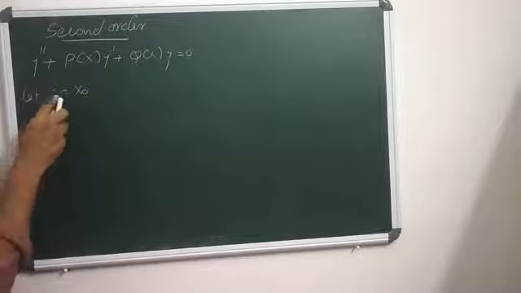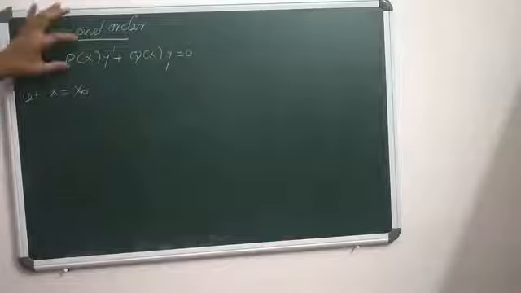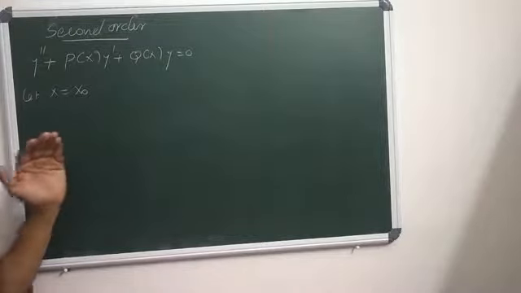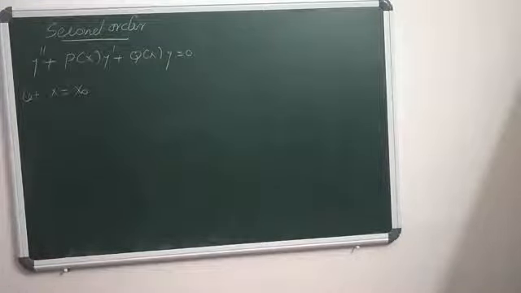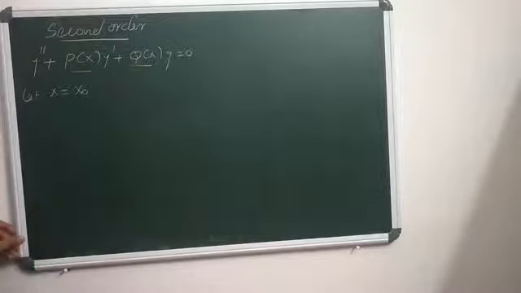If x equals x naught is a point of this second order differential equation, that is y double dash plus p of x naught y dash plus q of x naught y equals 0, then the nature of x equals x naught heavily depends upon the behavior of the coefficients p of x and q of x. So, consider this p of x and q of x.